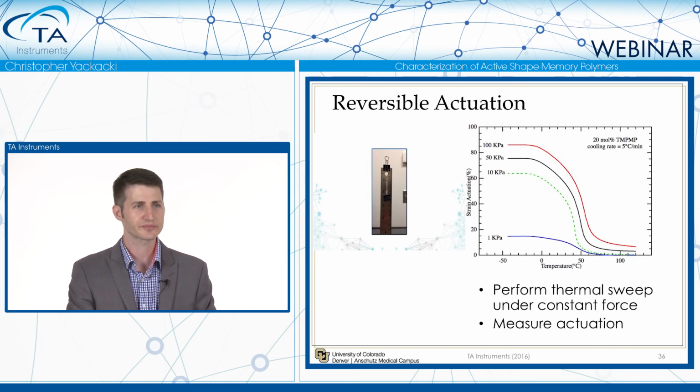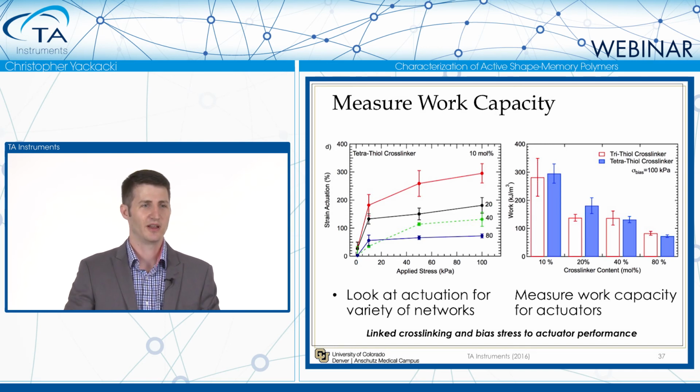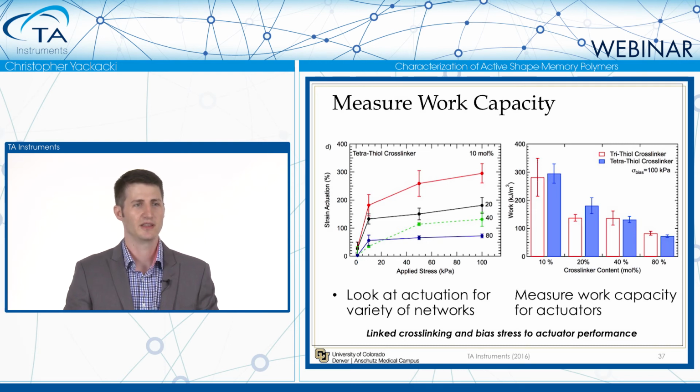And so what we wanted to do is we had a couple of different networks with different cross-linking densities. The red top line had the lowest cross-linking, the blue bottom line had the highest cross-linking. As we increased our bias stress for all these 4 different networks, you can see the strain actuation increased. Also, as we increased the cross-linking for these networks, the strain actuation decreased.